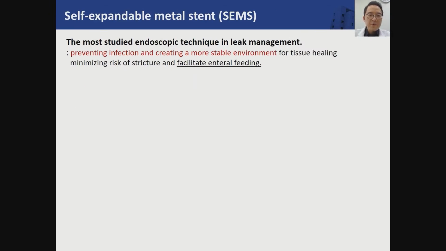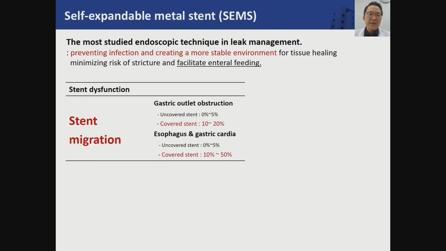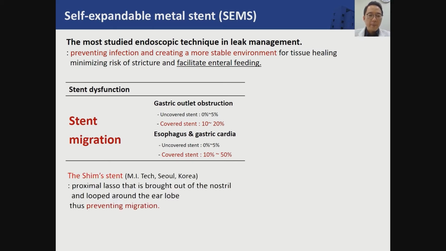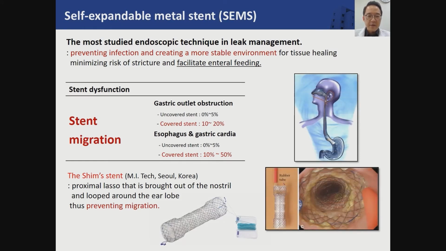Stent is the most studied endoscopy technique in leak management, preventing infection and creating a more stable environment, minimizing the risk of stricture. But stent has a major limitation, like stent migration. So I usually use the Sims technique, where the proximal lasso of the stent is brought out of the nostril and looped around the earlobe. So that may prevent migration.